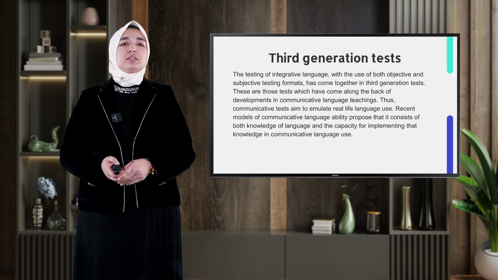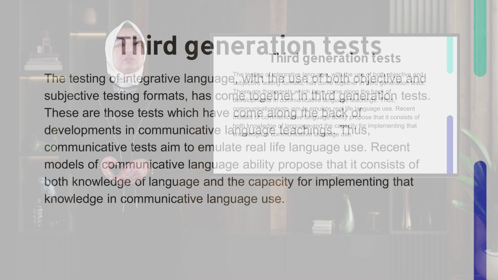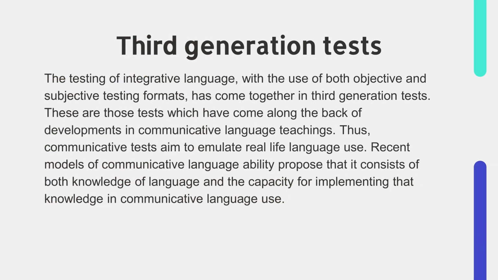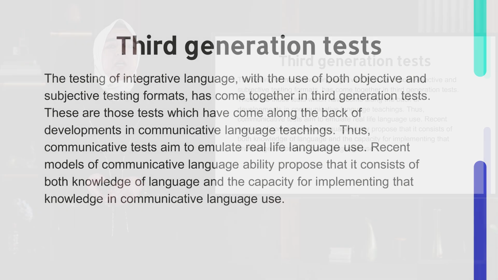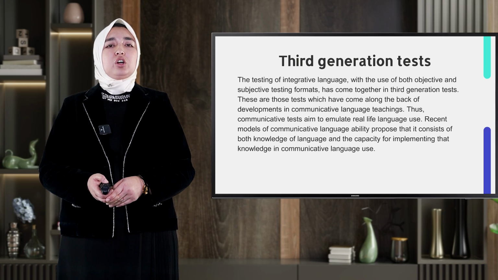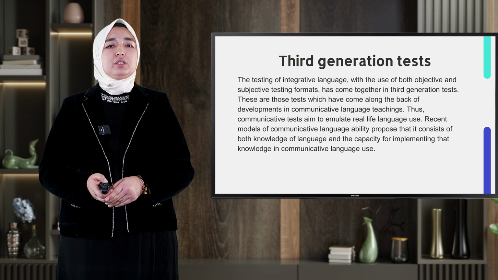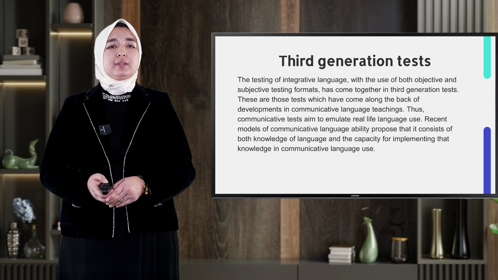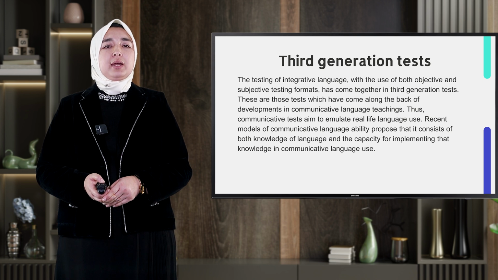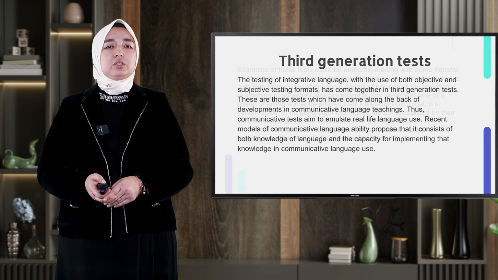Third-generation tests: the testing of integrative language, with the use of both objective and subjective testing formats, has come together in third-generation tests. These tests have come along on the back of developments in communicative language teaching. Thus, communicative tests aim to emulate real-life language use. Recent models of communicative language ability propose that it consists of both knowledge of language and the capacity to implement that knowledge in communicative language use.